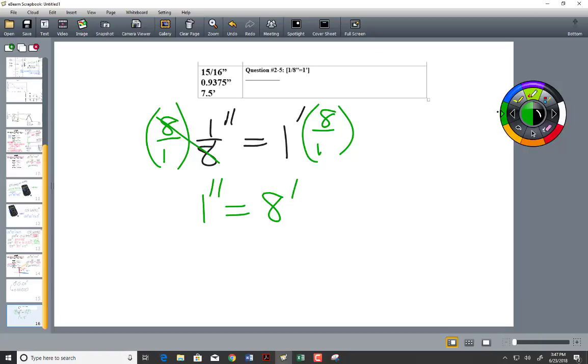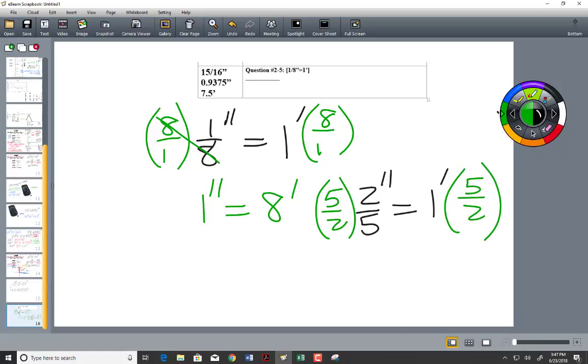So under your scenario, what if I have 2/5 of an inch equals a foot, right? So I multiply each side by the inverse of that, 5 over 2. I multiply this side by 5 over 2. And this is the easiest way to divide fractions. You multiply by the inverse. So these cancel. All right, left with 1 inch equals 5 over 2 feet.